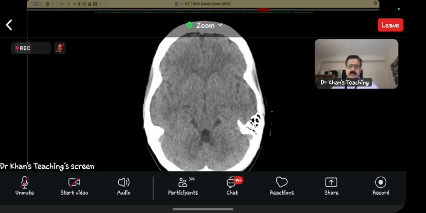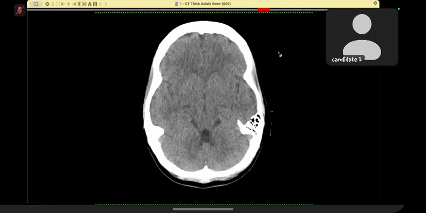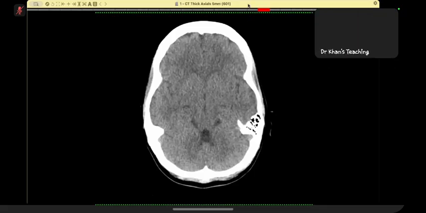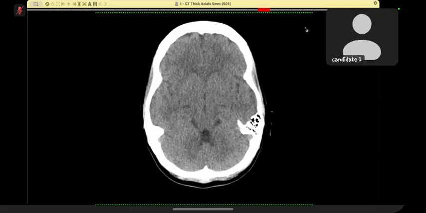Right. Candidate one, can you see the image? Yes, sir. This is a CT brain image which I can see. Yes. So this is a 35-year-old GP patient. Patient has headache off and on. They had asked for a CT. Over to you. So I've been provided with NCCT sections of the brain of a 35-year-old male patient with off and on headaches.